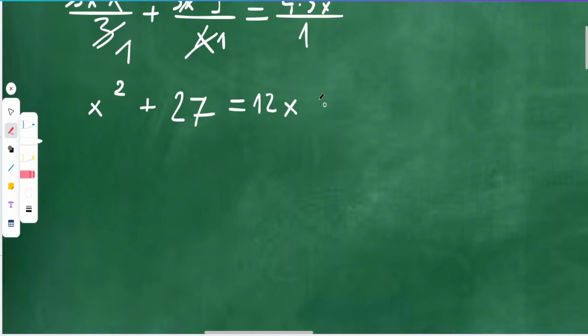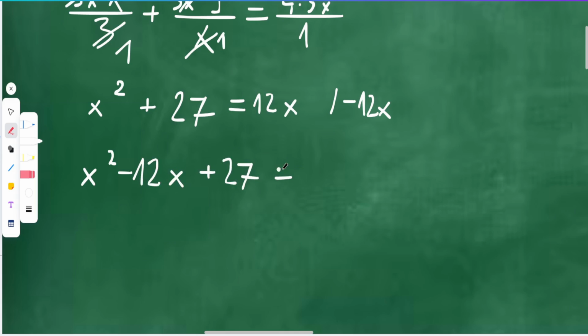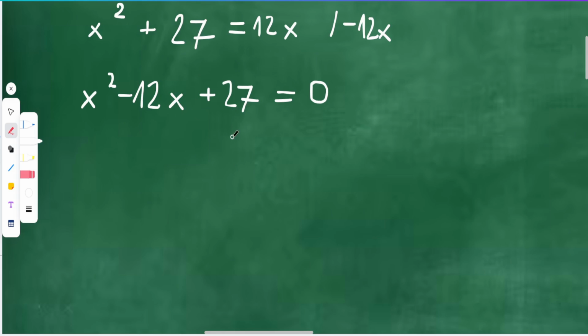Let's move on. We will transform this equation in such a way that we subtract 12x from both sides, so that there is 0 on this side, and to make it easier for us to solve. At the same time, we will arrange it so that this number is in second place just behind x, which is x squared minus 12x plus 27. And this is equal to 0 because we subtracted 12x here and it was reduced. Now we have such a task.